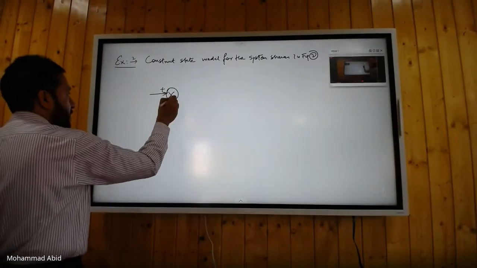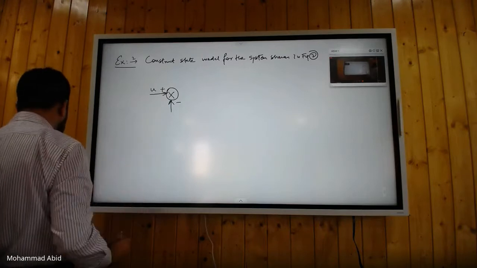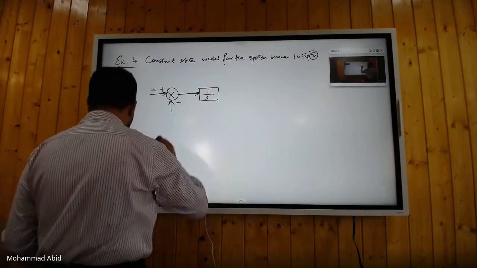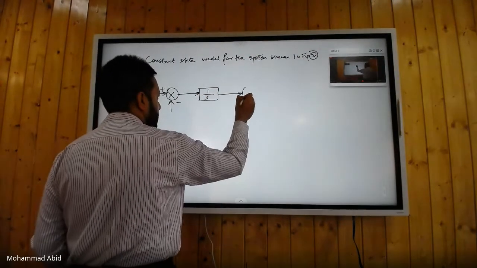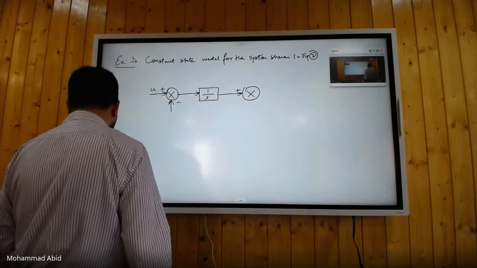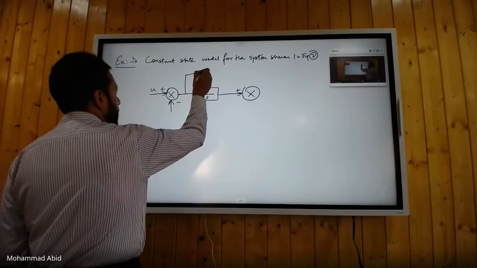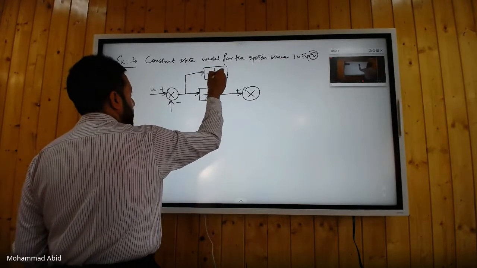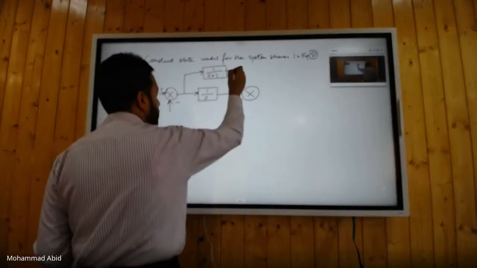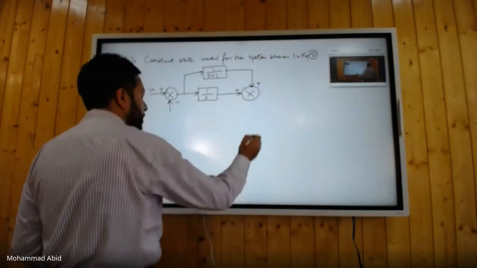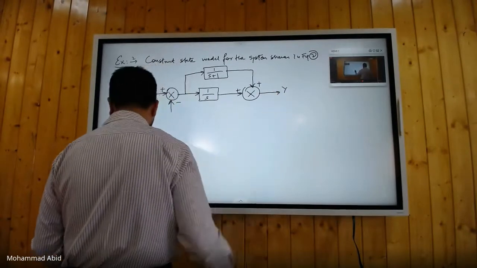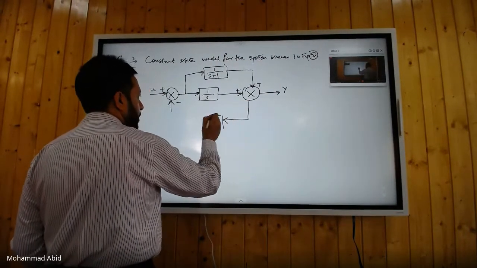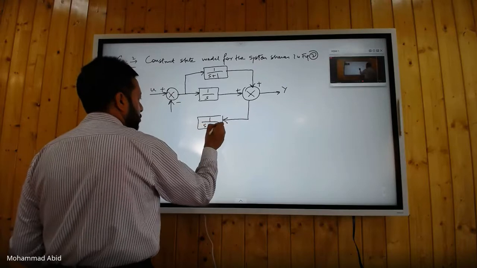There's a plus with minus, this is u. Then you have 1 upon s. Like this. This plus. We have 1 upon s plus 1 here. Equals here. This is plus. This is 1. And then I have 1 upon s plus 2.